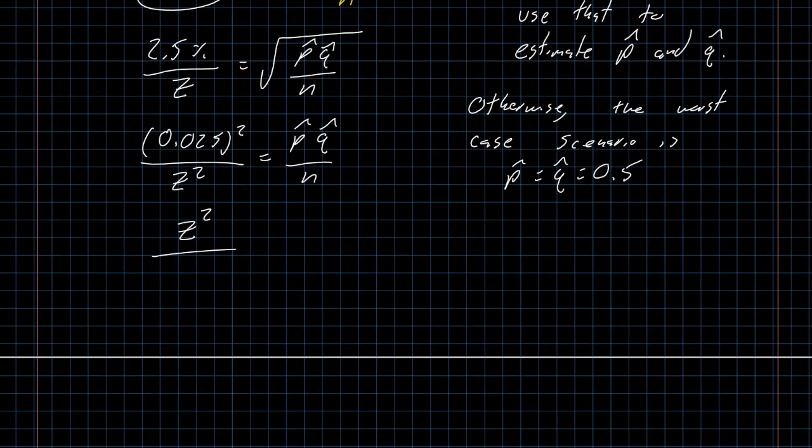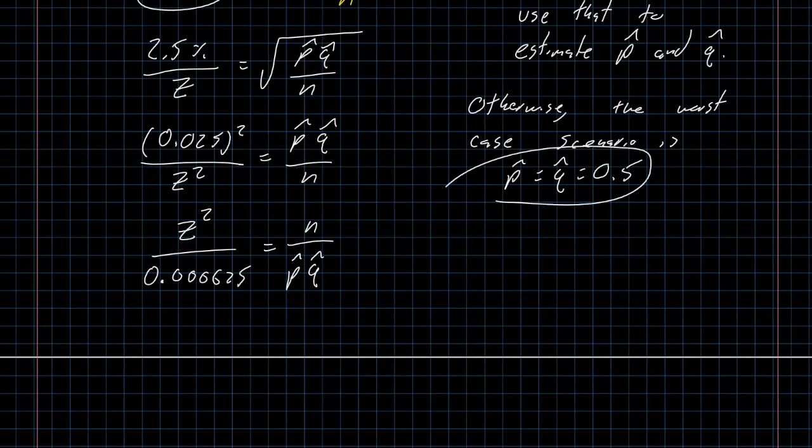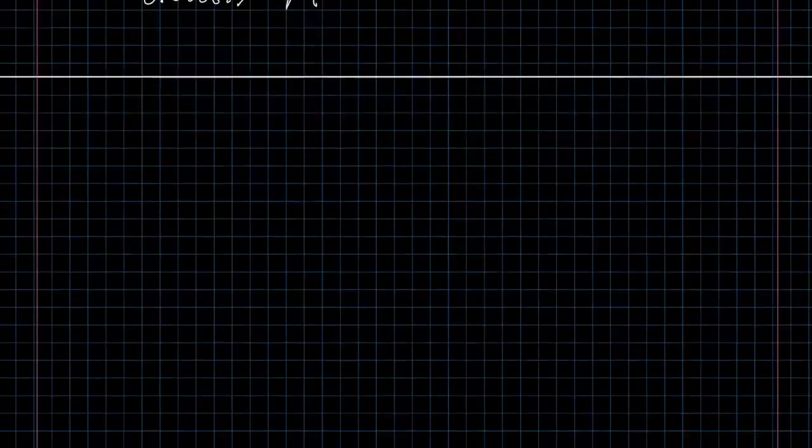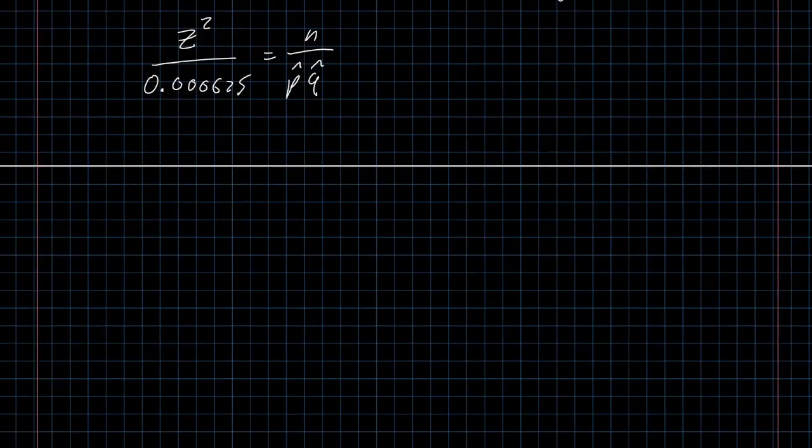And yeah, I'll use my calculator here. 0.025 squared is 0.000625. And then finally multiply by p hat and multiply by q hat. Again, if you don't have a previous study to go on, you can use p hat and q hat are both 0.5. But because I'm trying to do a follow-up to the study that I just completed, I shouldn't have scrolled that quite off of the screen.